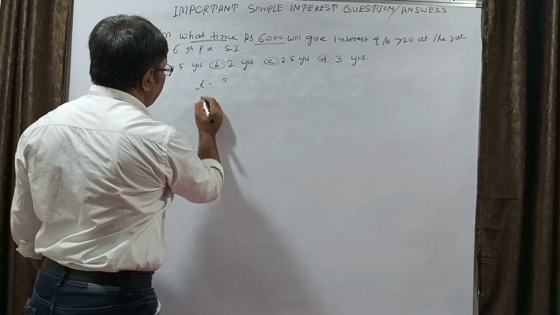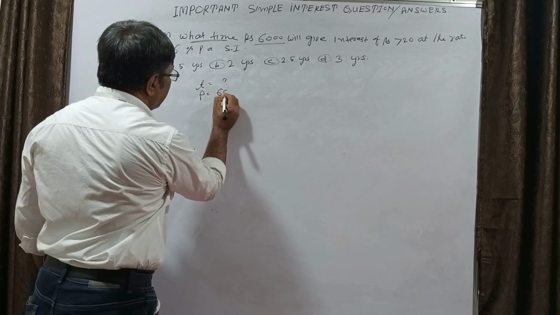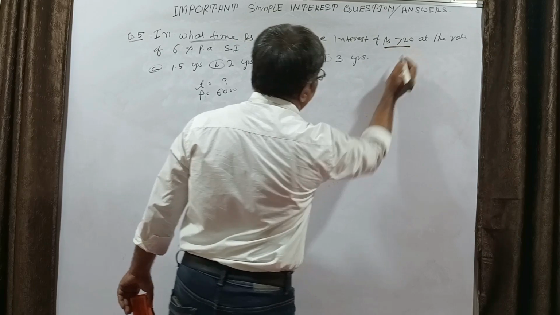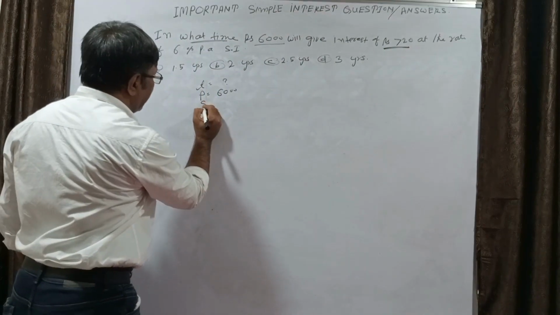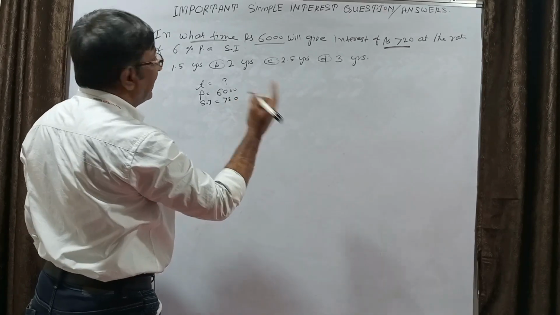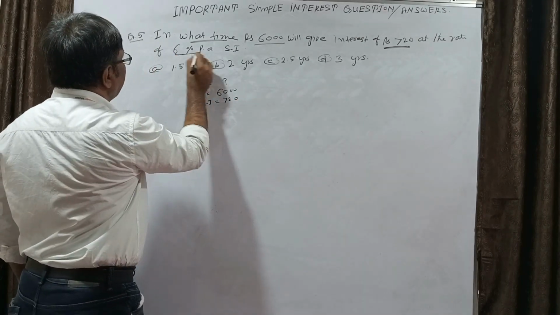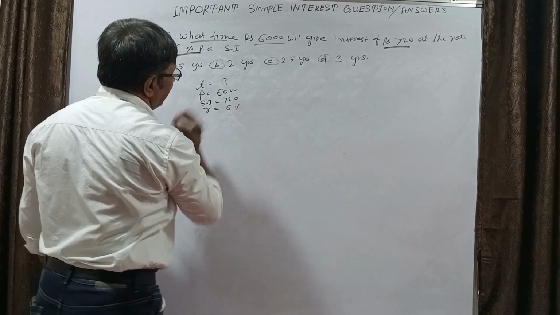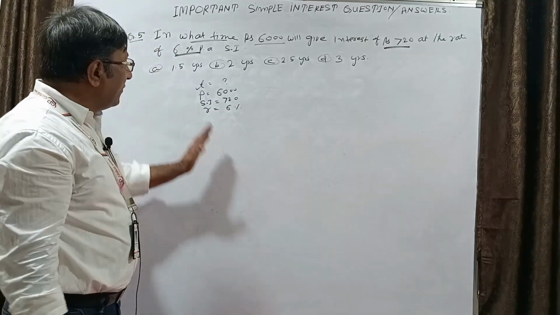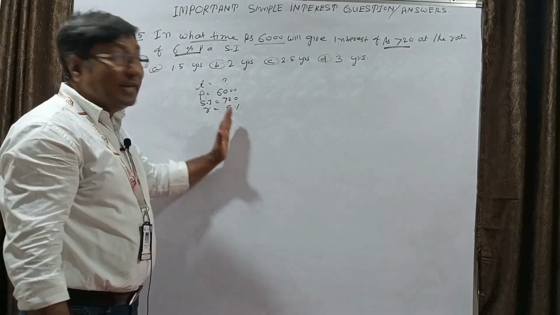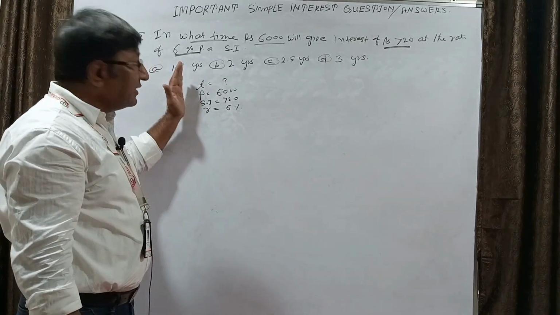Rupees 6000 will give interest. So this 6000 is the principal. Will give interest of rupees 720. So this 720 is the simple interest, at the rate of 6% per annum. So the rate of simple interest is 6%. So it is clear now: principal given, simple interest given and rate given, and we have to find time.